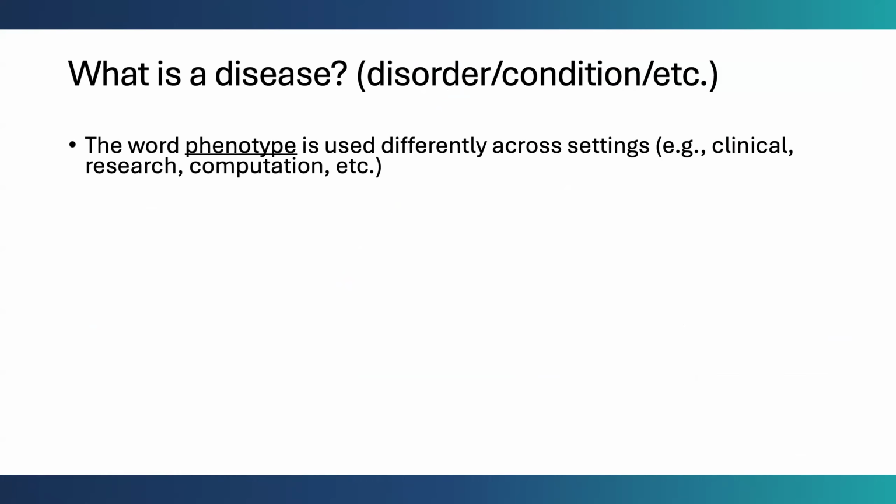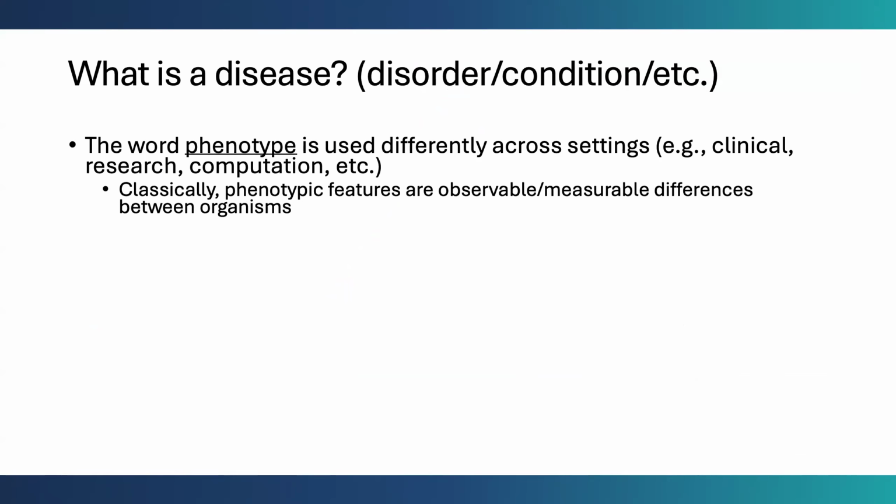So part of the process, though, of this is we just had to define what a disease is, and more specifically, what a monogenic disease is. We use a lot of different terminology, and sometimes it gets conflated or it gets used in multiple different ways. So we needed to figure out phenotype. What does that mean? How do we define that in ClinGen? And so for the word phenotype, again, we know it's used differently across settings. But for us and classically, phenotypic features are observable and measurable differences between organisms. So a phenotype is a collection of those features, but it's absent at this point an etiology, a cause.